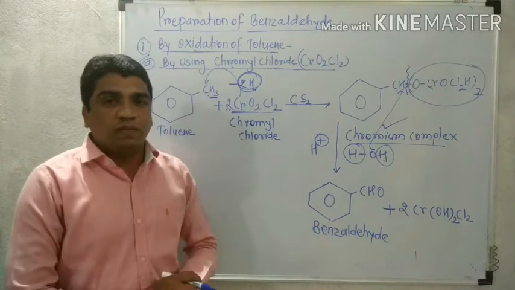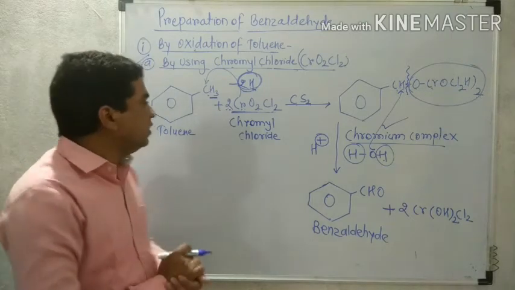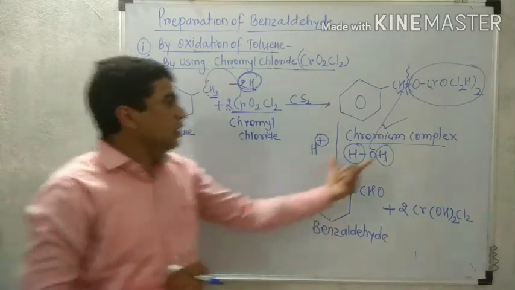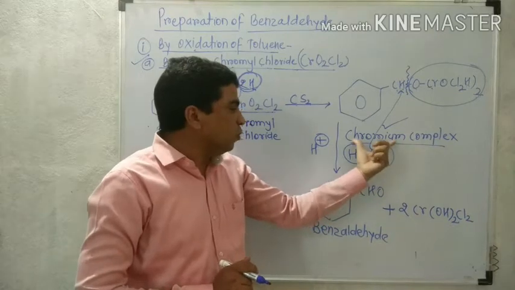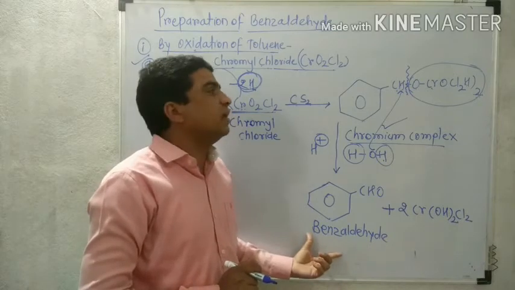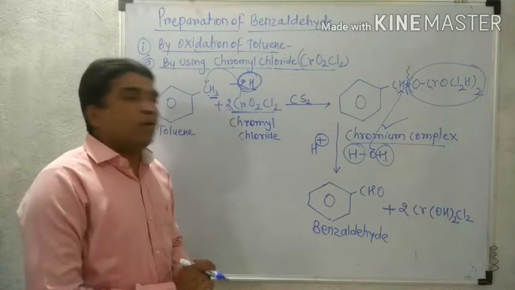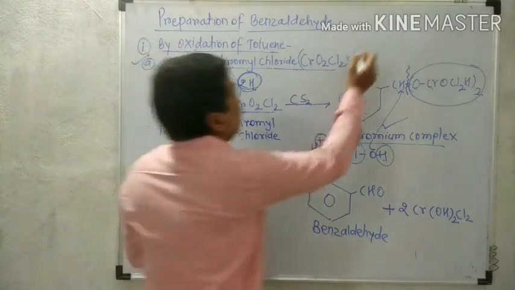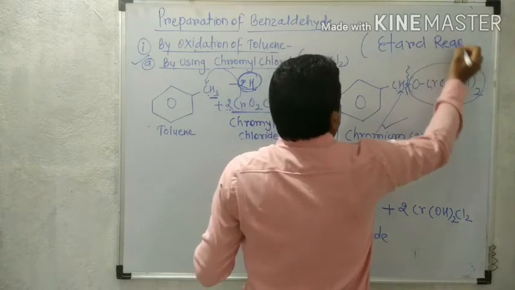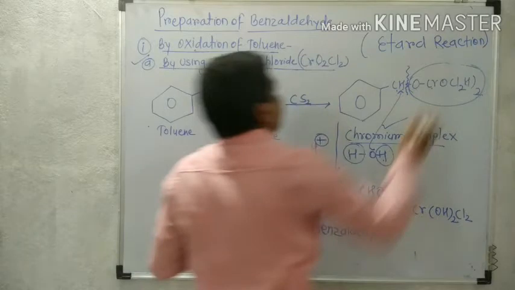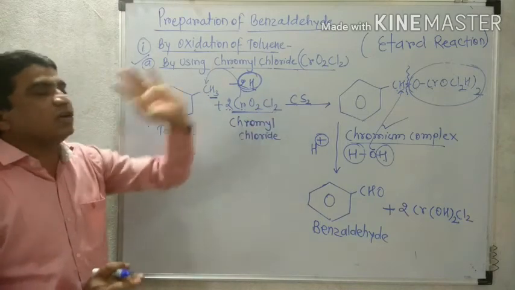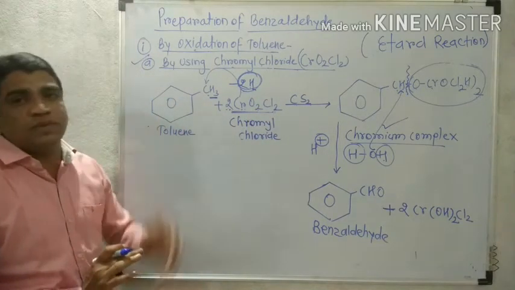So how do we prepare benzaldehyde from toluene? The first way is the oxidation of toluene using chromyl chloride in the presence of CS2. The reaction first gives the chromium complex. The chromium complex is hydrolyzed using acid. The reaction gives benzaldehyde. An important note for this reaction is that it is called the Etard reaction. Remember, the conversion of toluene into benzaldehyde using chromyl chloride is called the Etard reaction. This is the name of this reaction.